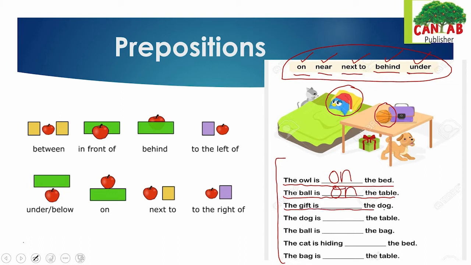The gift is dash the dog. Can you spot the gift in the picture? Yes, this green color box is the gift. So the gift is dash the dog. This is the dog, so which preposition can fit in? The front of the dog is here, so this is at the back, and the word used will be behind. The dog is dash the table. The dog is under the table.